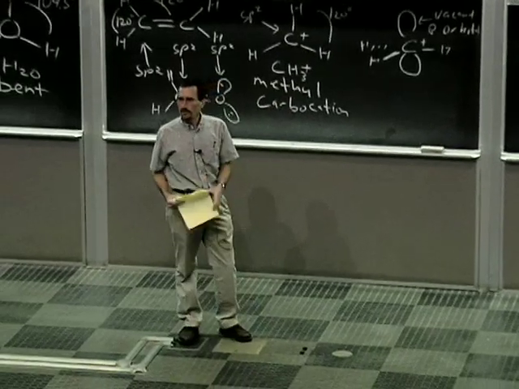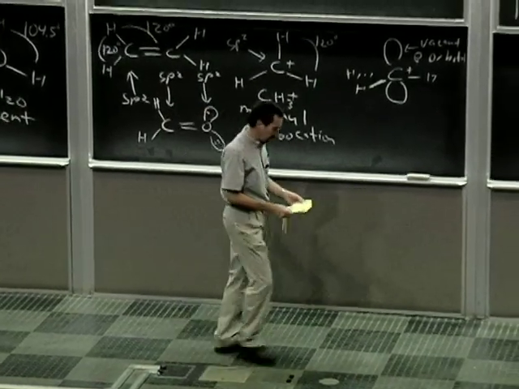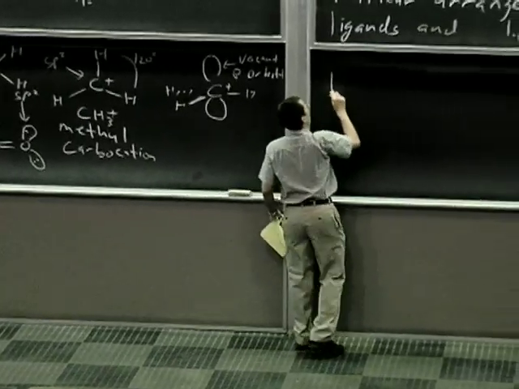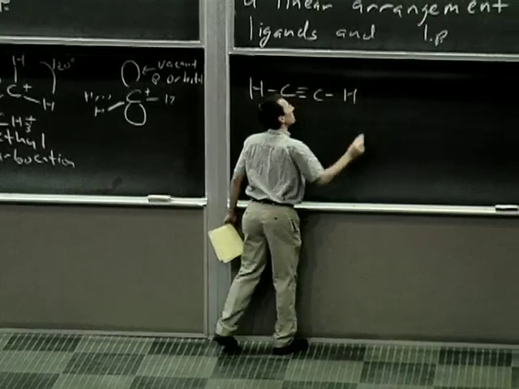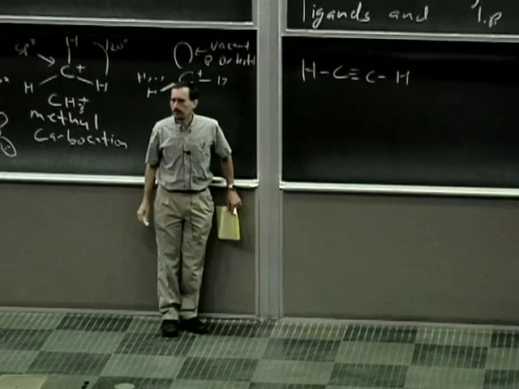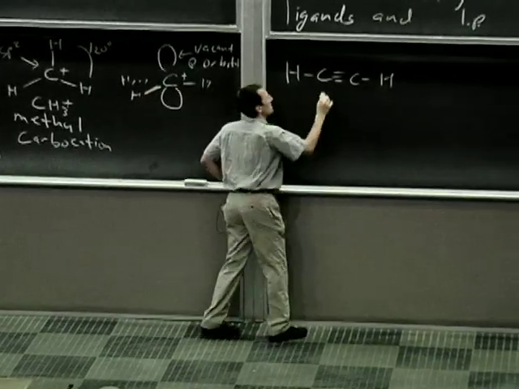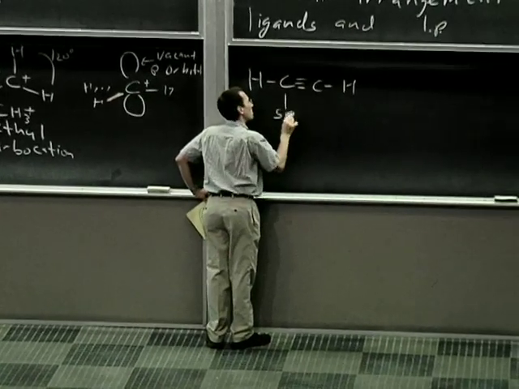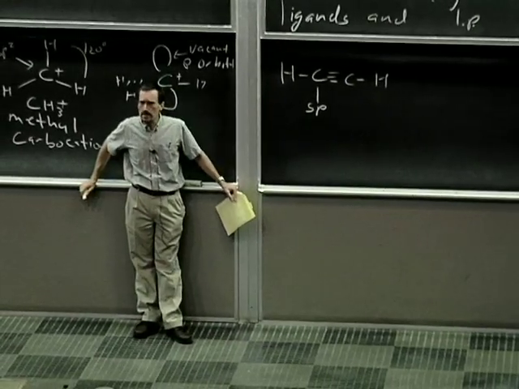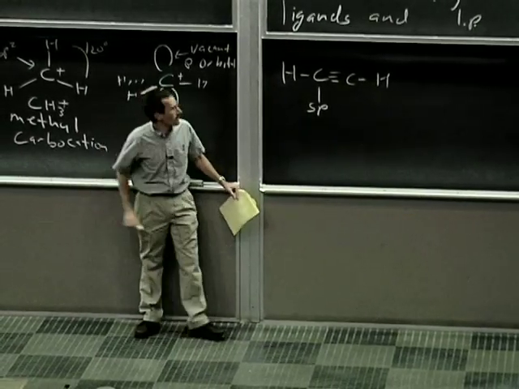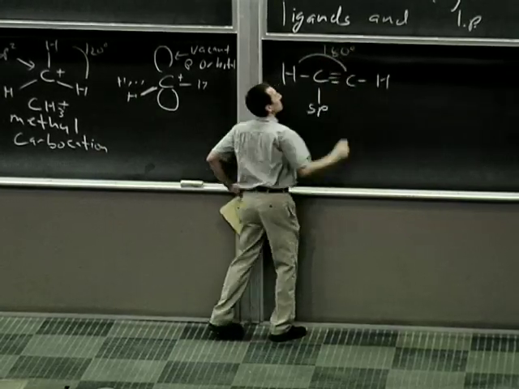Let's take a look at a few examples. We talked about acetylene before. H, C, triple bond, C, H. The carbons in acetylene are sp hybridized. You have a 180-degree hydrogen-carbon-carbon bond angle on both sides.